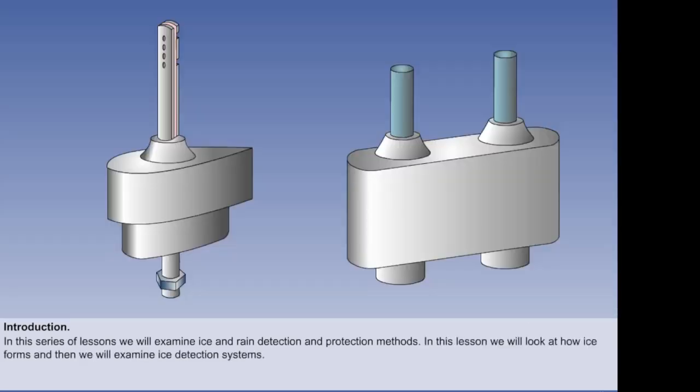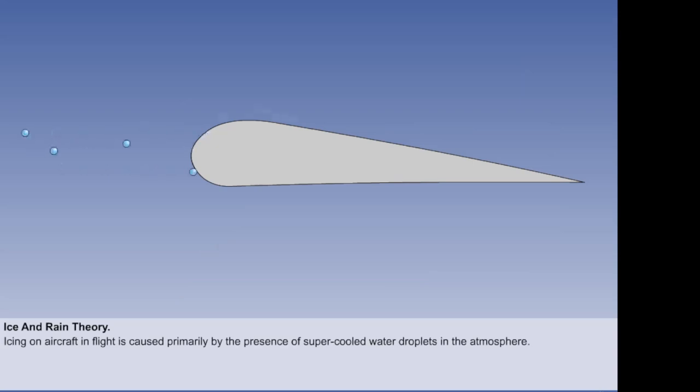In this lesson, we will first quickly look at how ice forms, and then we will look at the various systems that can be used to detect icing conditions and give a warning to the pilot. Icing on aircraft in flight is caused primarily by the presence of supercooled water droplets in the atmosphere. If the droplets impinge on the forward-facing surfaces of an aircraft, they freeze and cause a build-up of ice, which may seriously damage the aerodynamic properties of the aircraft.